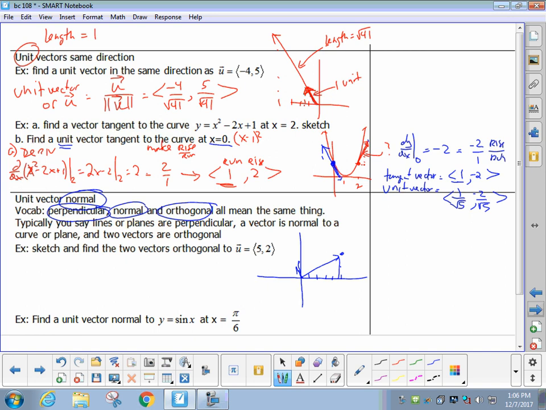Wait, I have a question. Yes. Why can't I put it at x equals 3 on that line and have it be perpendicular? Oh, I see what you're saying. You draw it from the original point. Isn't it perpendicular? Yeah, it is. Oh, that's a good question.